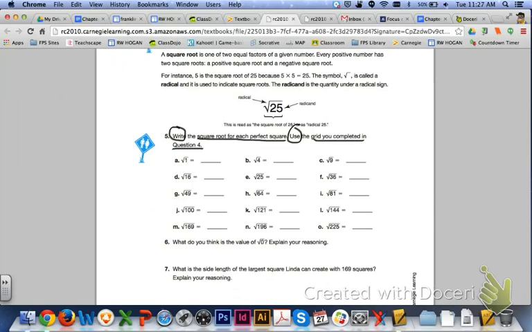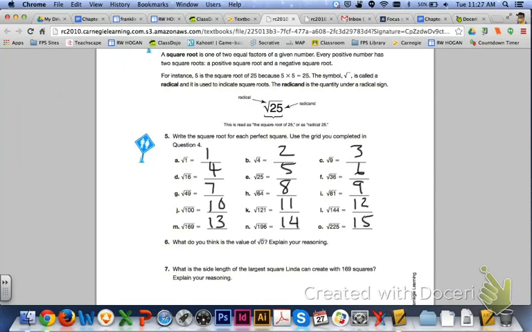Let's take a look at number 5. It asks us to write the square root for each perfect square. If you need to, refer back to the grid that you completed in question 4 on the previous page. Go ahead and do letters A through O. Here are the answers that you should have for letters A through O.